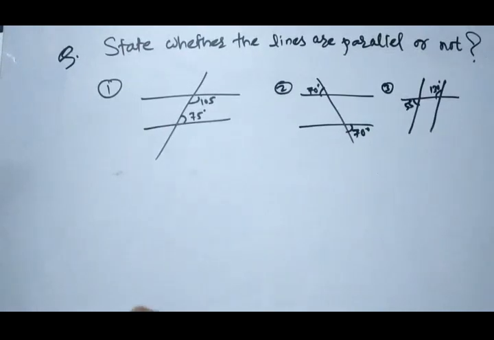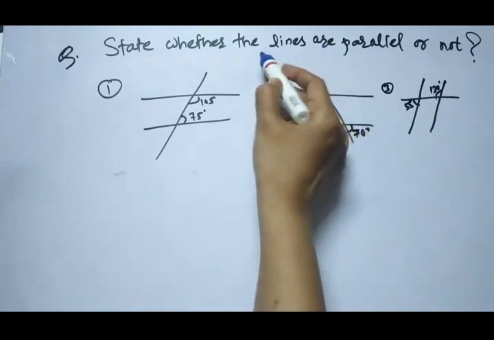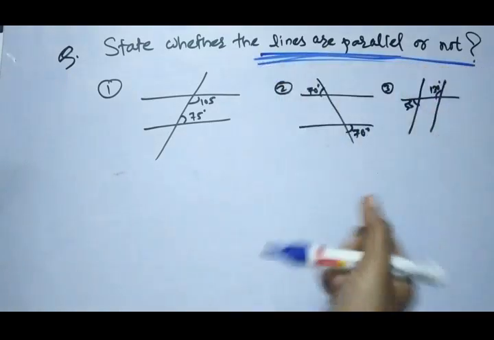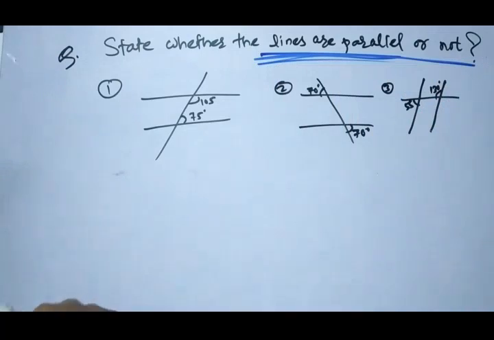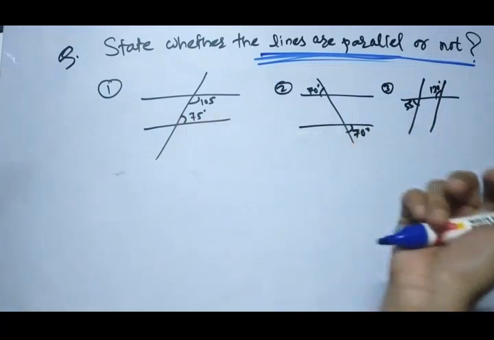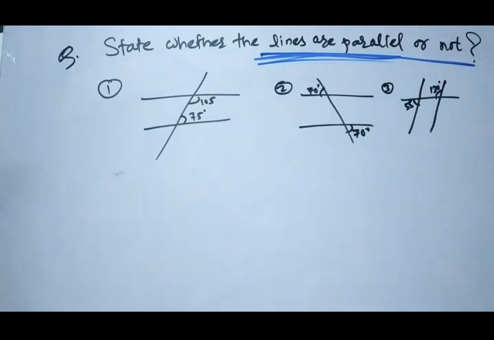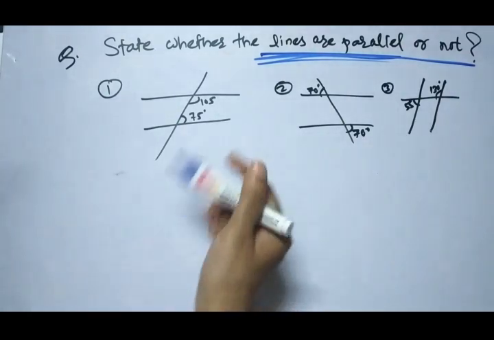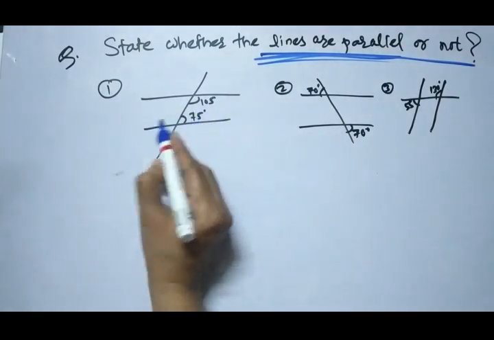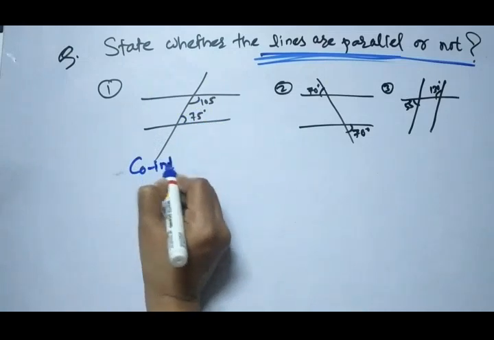So friends, now moving to the next question, we need to state whether the lines are parallel or not. So friends, we know that for testing whether the lines are parallel or not, we need to consider three things. Their co-interior angles should be 180 degrees, or their alternate angles should be equal, or corresponding angles should be equal. So if any one of them is true, you can say that these lines are parallel. So here you can see that co-interior angles are given.